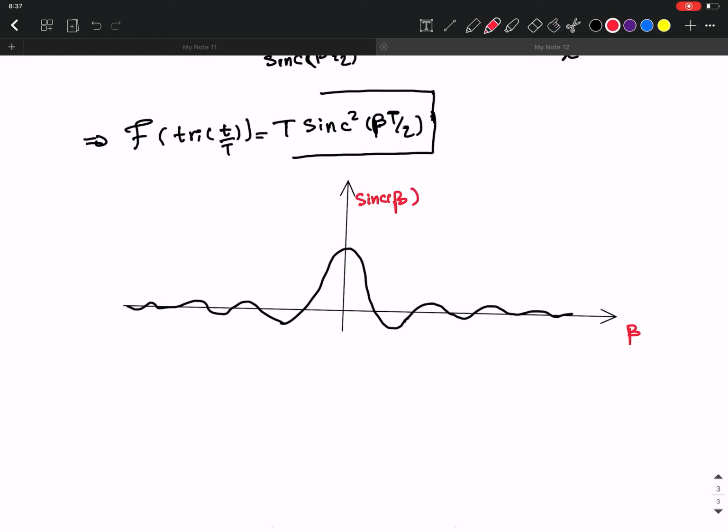So this was just a simple example of how you can take a Fourier transform of a function. And in the next session, I'm going to solve an example of solving a PDE using this complex Fourier transform technique.